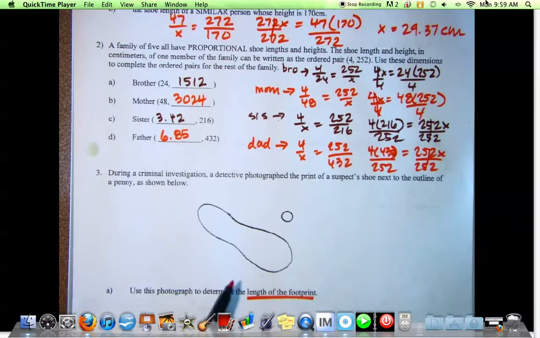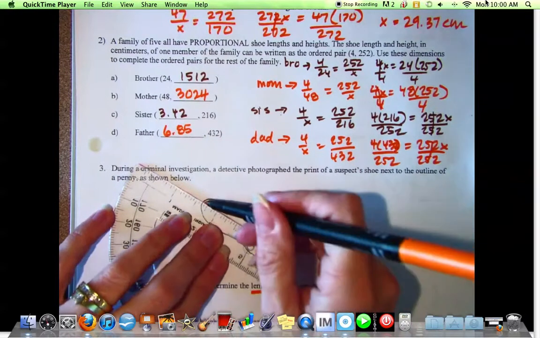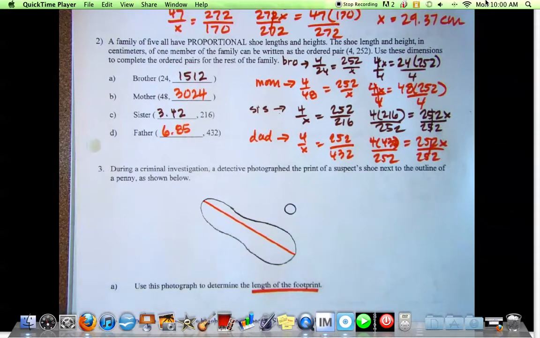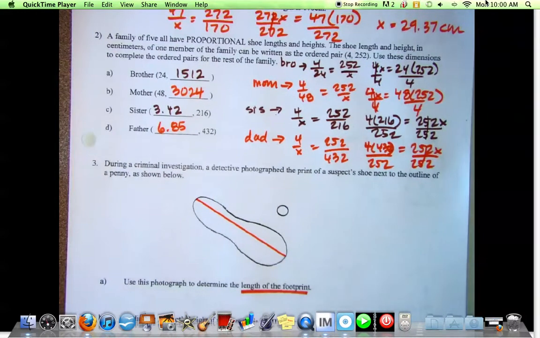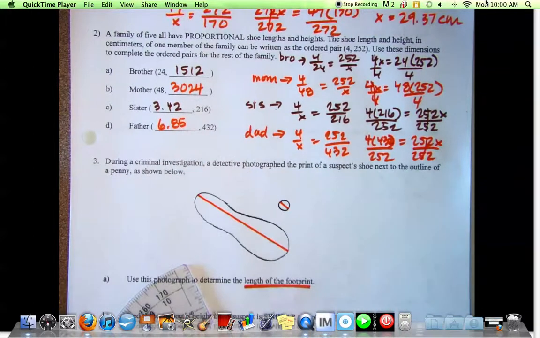So I have in the picture the footprint, and I'm trying to find the actual footprint, correct? Okay. And what else do I have in the picture? A penny. So I have a picture of a footprint and I have a picture of a penny. I need the actual footprint. What's the other item that I could use to help me find it? The length of an actual penny.